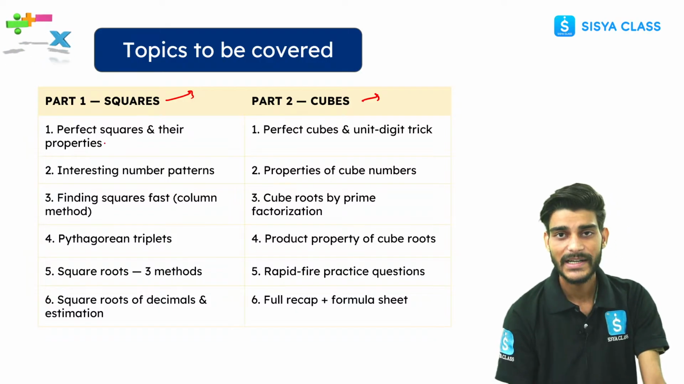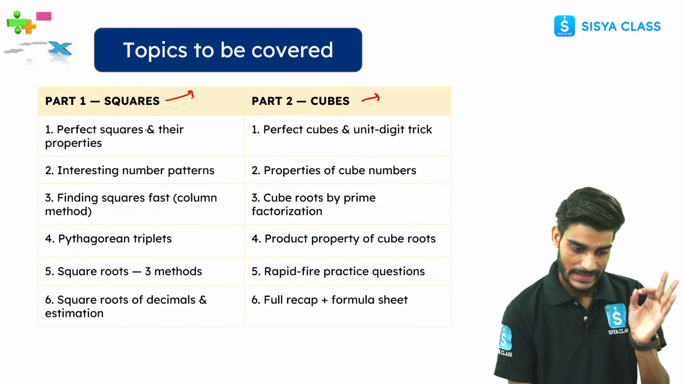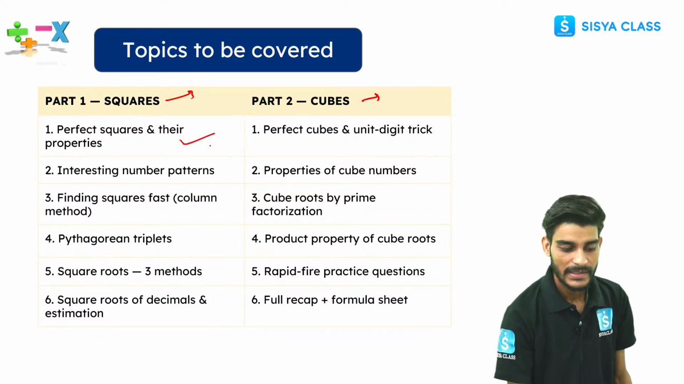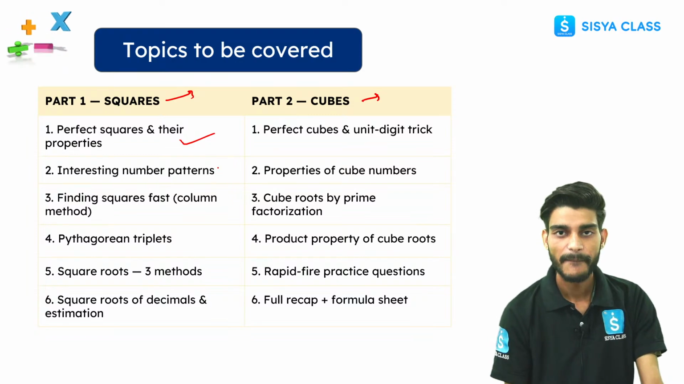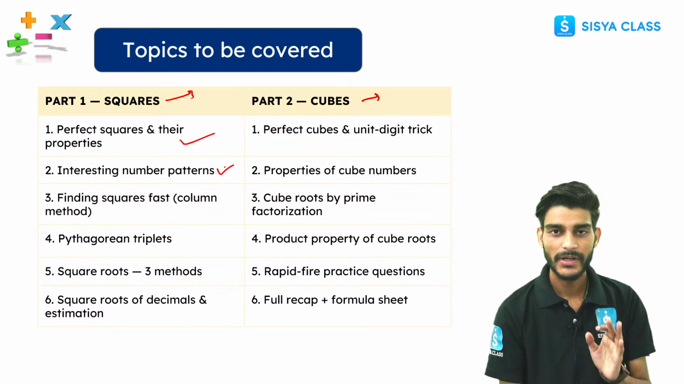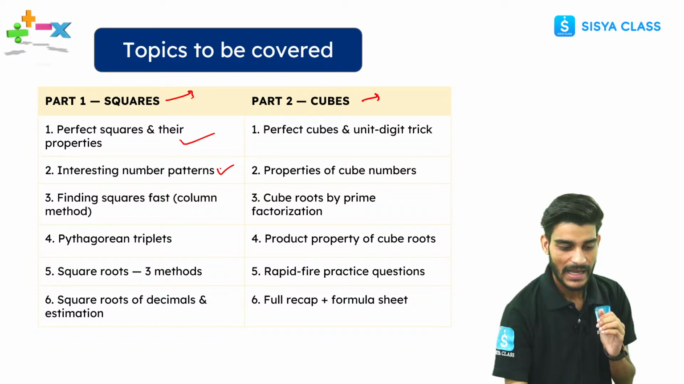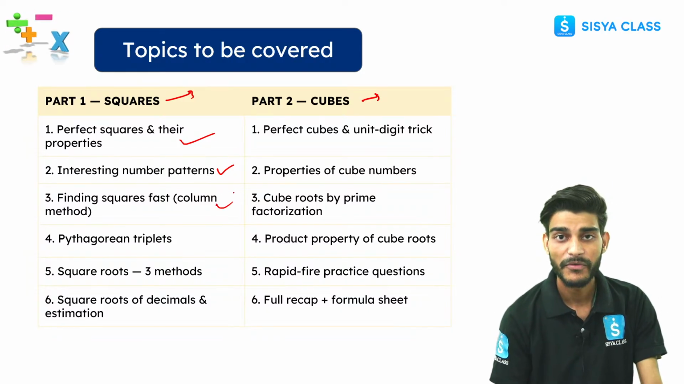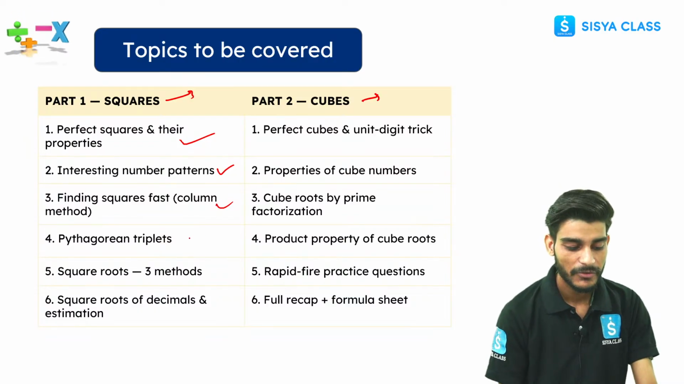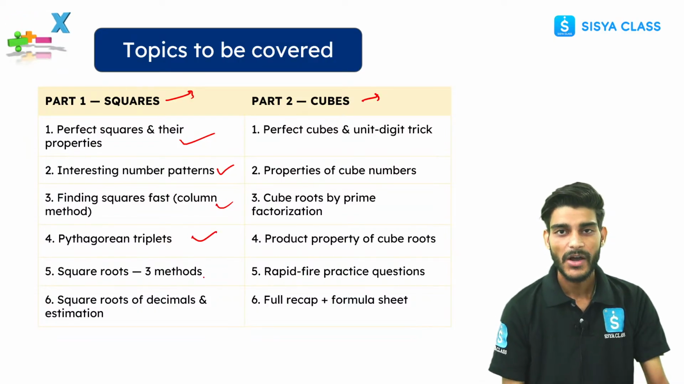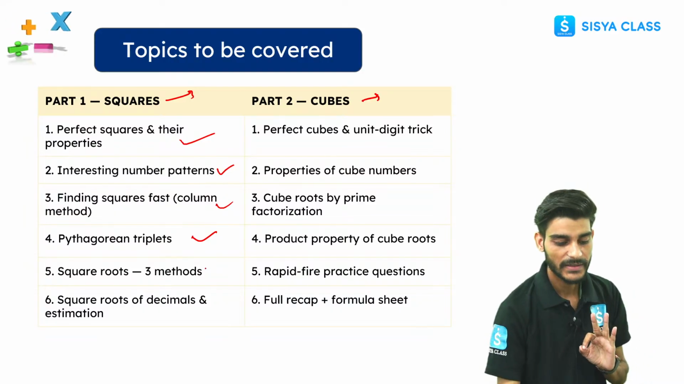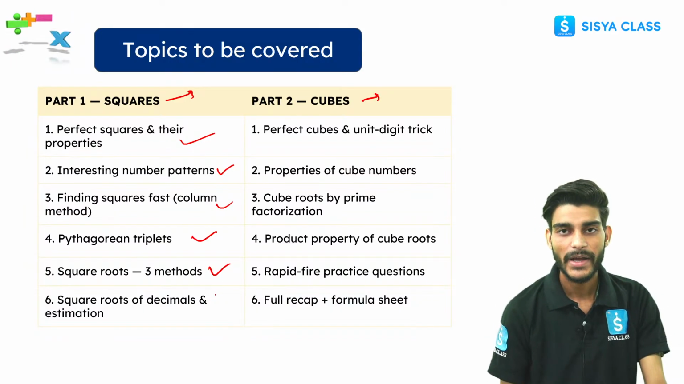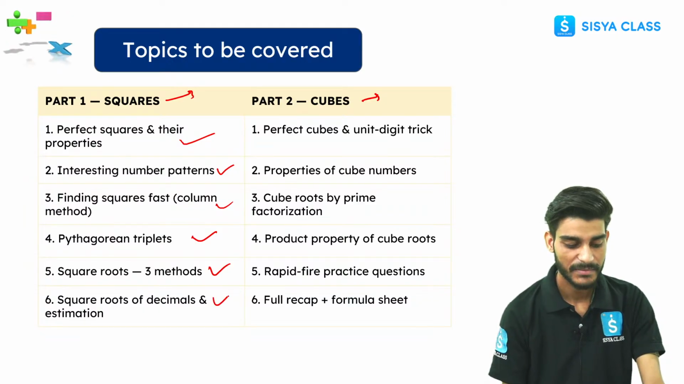So what are the topics that we will cover? In squares, firstly we'll cover the perfect squares and their properties. Then we will see the interesting number patterns. Don't worry if you don't know the index, I'll keep it very simple. Finding squares fast with the help of the column method. Then Pythagorean triplets. Square roots, how you can find square roots fast. There are 3 methods, I'll explore those. Then at the end we will see finding the square roots of decimals, and estimation.